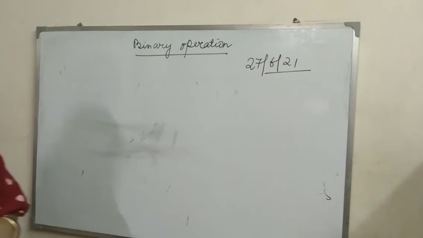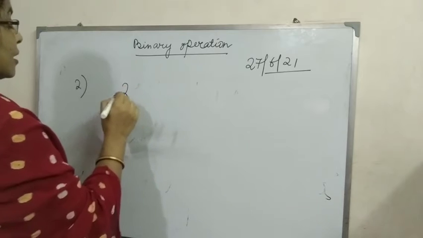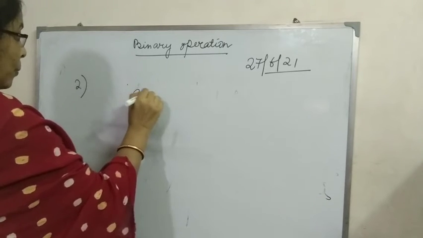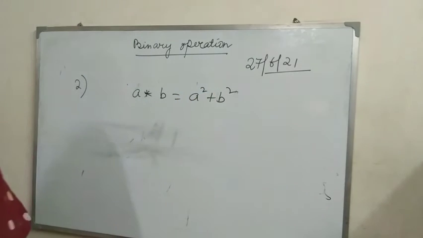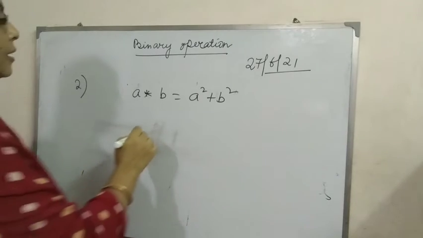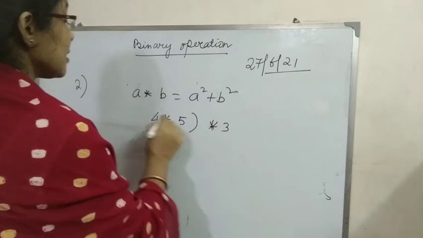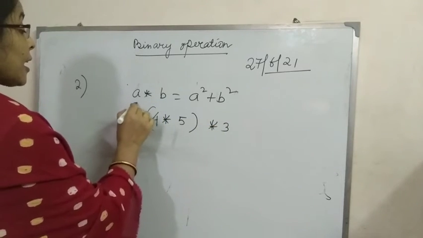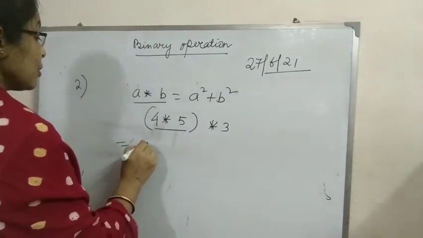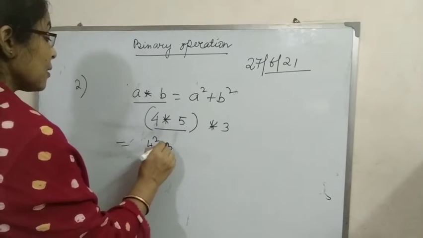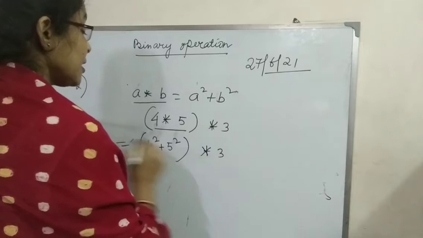Next sum is: if A operation B equals A square plus B square, then find the value of 4 operation 5 operation 3. Here I can write 4 operation 5 equal to 4 square plus 5 square, operation 3.